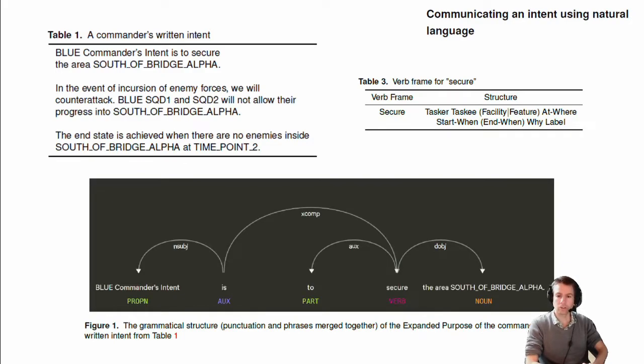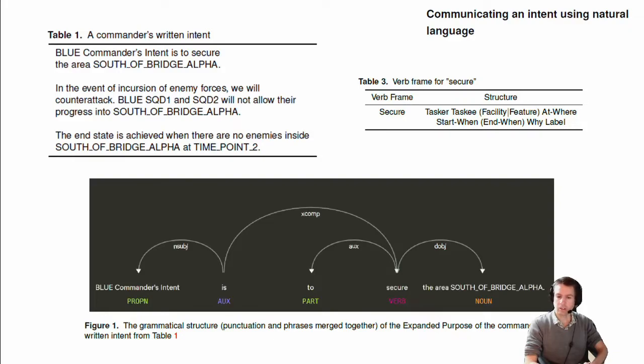So for the first goal, we have defined a grammar that can analyze the commander's intent. On the top left, you see here a commander's intent, which is just an example. Real intents are much longer and much more detailed. But here you can see that the blue commander's intent is to secure the area south of Bridge Alpha. And in the event of incursion of enemy forces, we will counterattack. Blue Squadron 1 and 2 will not allow the enemy to progress south of Bridge Alpha. And the end state is achieved when there are no more enemies inside south of Bridge Alpha.